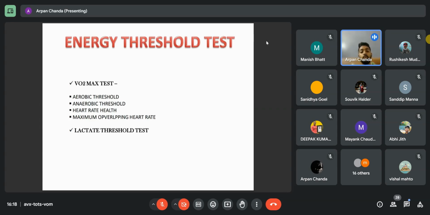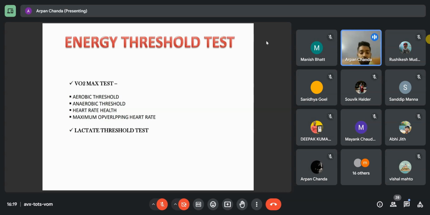Heart rate zones: by doing the VO2 max test, we can find at what zone my heart rate is at the end, and we can monitor it during the test also. And maximum overlapping heart rate: if my maximum heart rate is 200, as we considered in the previous slide, it might overlap and go to 220 as well, but that is not a problem. So we take this consideration into account too.